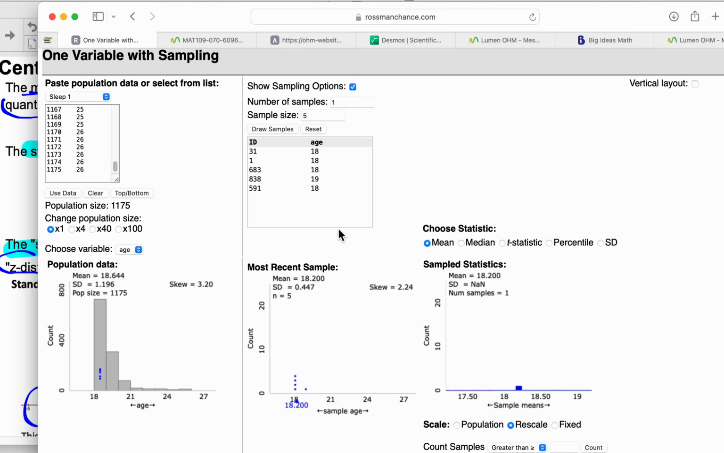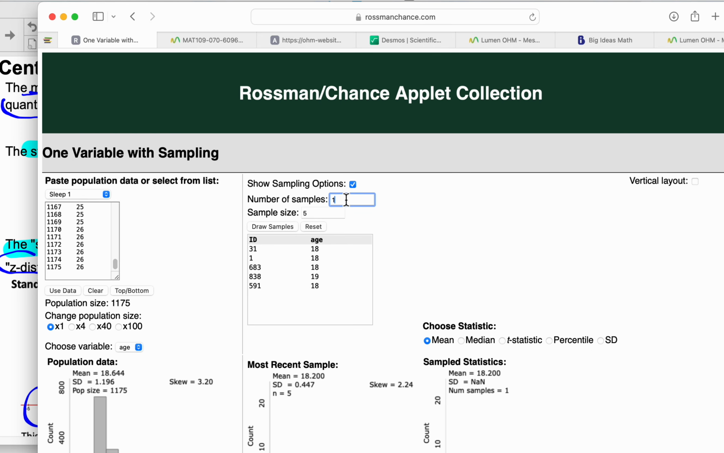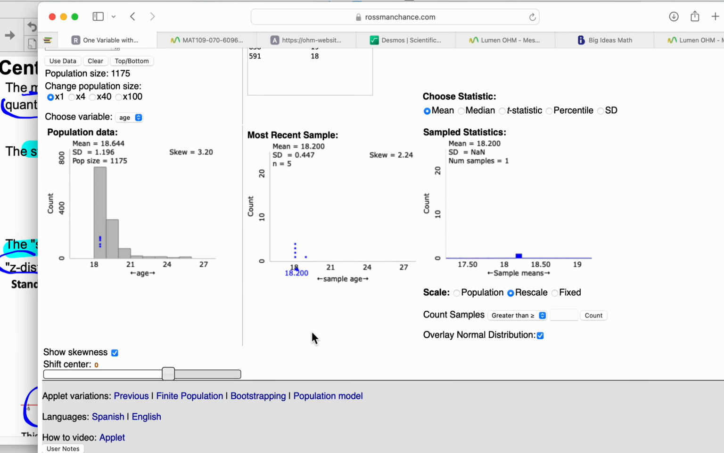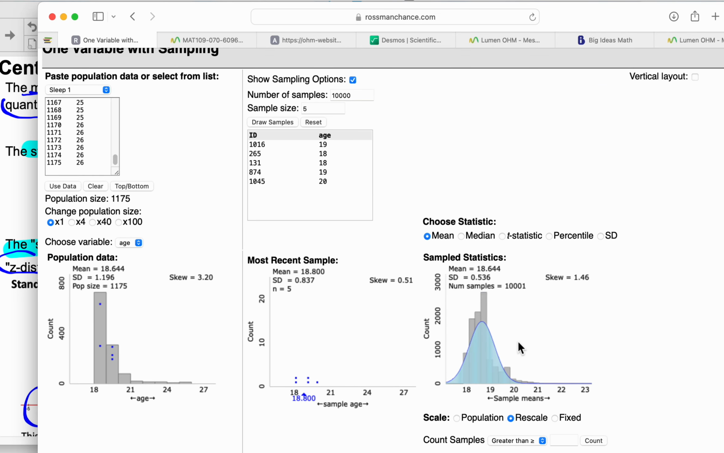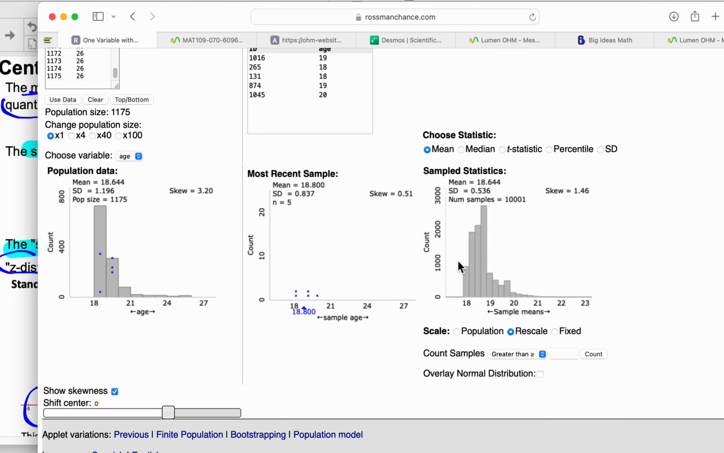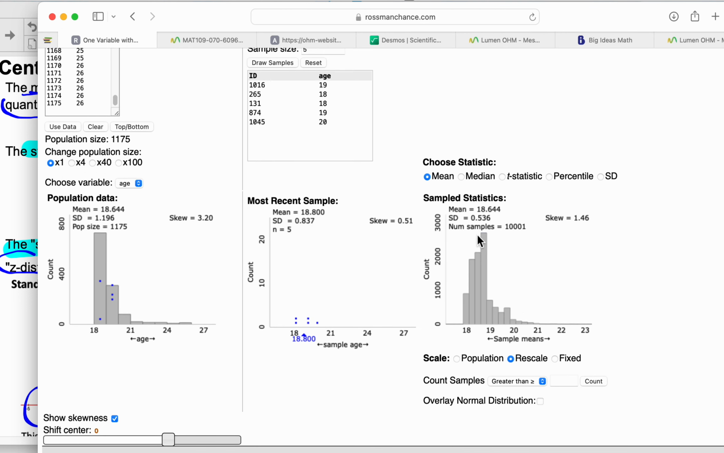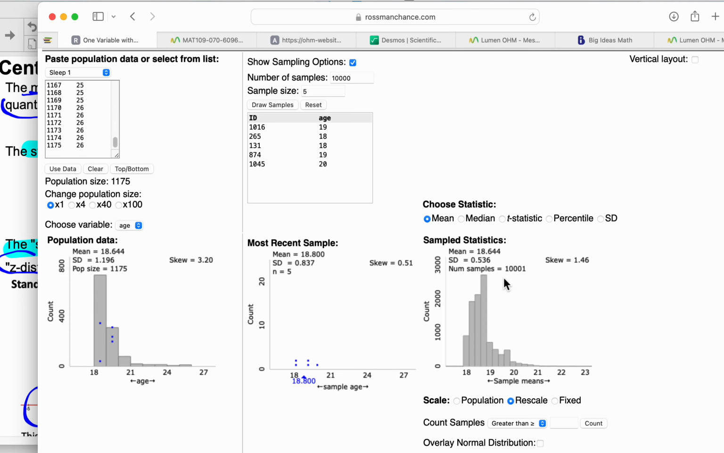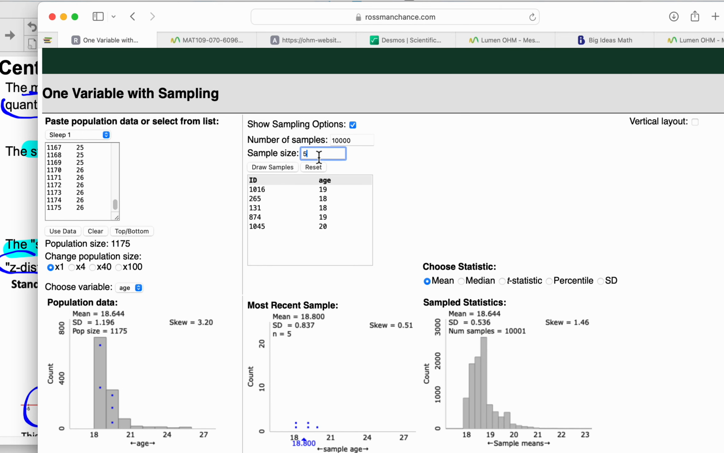That's an x-bar. Okay, so if I have my sample size of 5, let's say I do 10,000 of those, and I draw those samples, I can see that it kind of looks like my original distribution. Notice this distribution is skewed, so it's not symmetrical. So my starting data is not symmetrical. And if I take sample size 5 and I take 10,000 samples, this is my distribution here. It doesn't look very symmetrical. It does actually have a mean of 18.644. That's the same here. Let's take a bigger sample. Let's take a sample of 20.